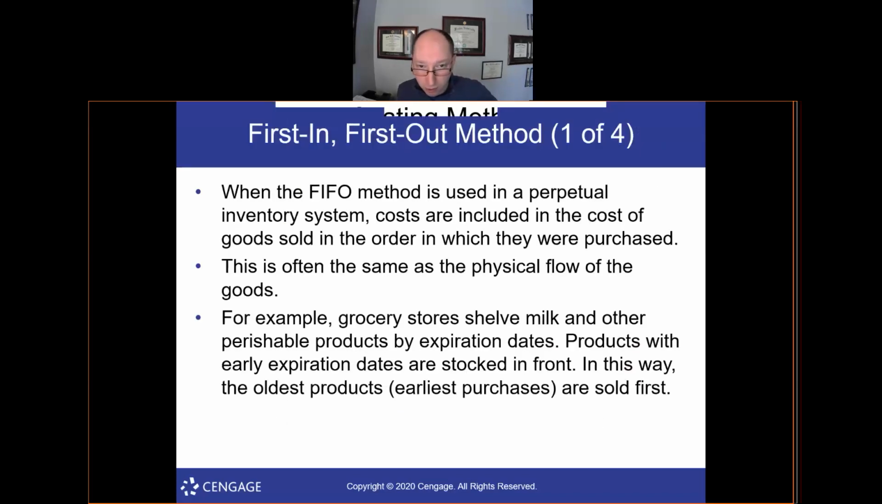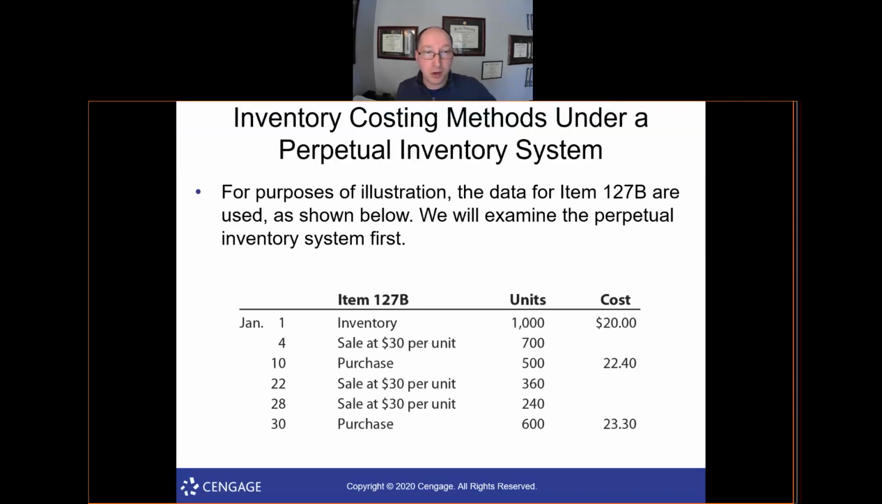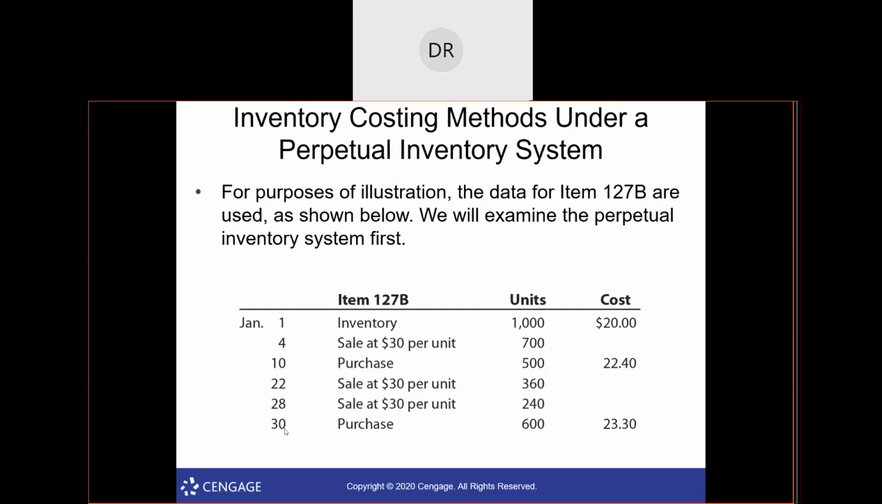It's very similar to our earlier example. But what this shows us is the perpetual inventory system. Oh, okay, that's the date. Okay, I see the date. Yep, the date, exactly. January 4th. Yep, January 1st, January 4th, January 10th, January 22nd, 28th, 30th.